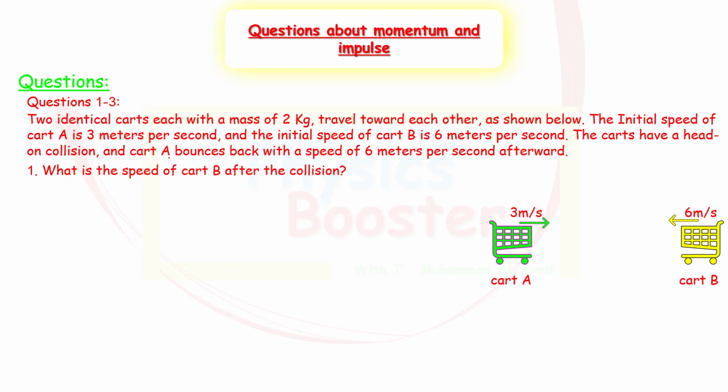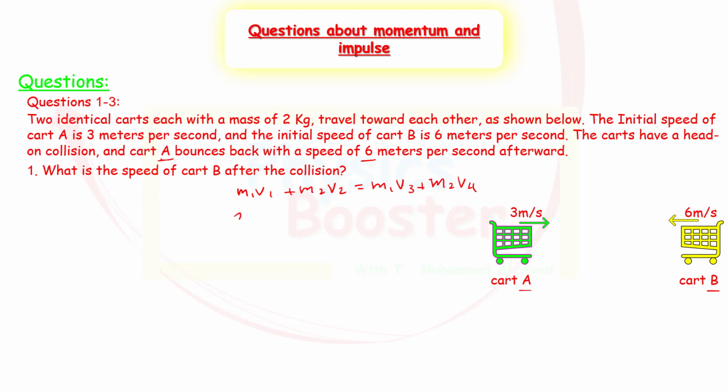Now since it says that cart A bounces back with a speed of 6 meters per second, this means that this is an elastic collision. So we can say that simply m1 v1 plus m2 v2 is equal to m1 v3 plus m2 v4. Okay, so it's a very simple equation. Now which is the first mass? Let's say that this is m1 and this is m2. What is the mass of m1?